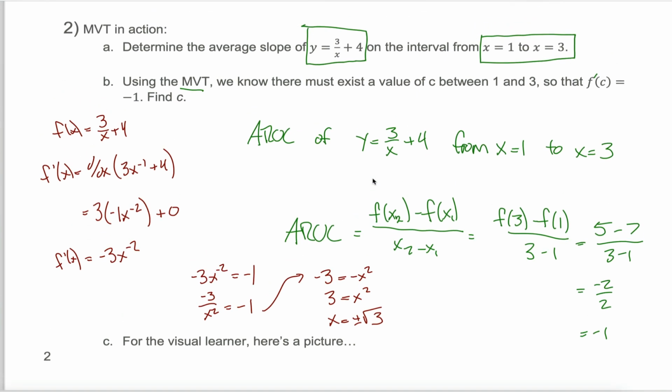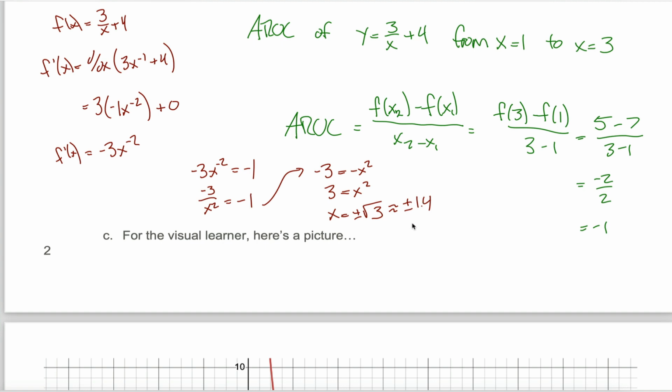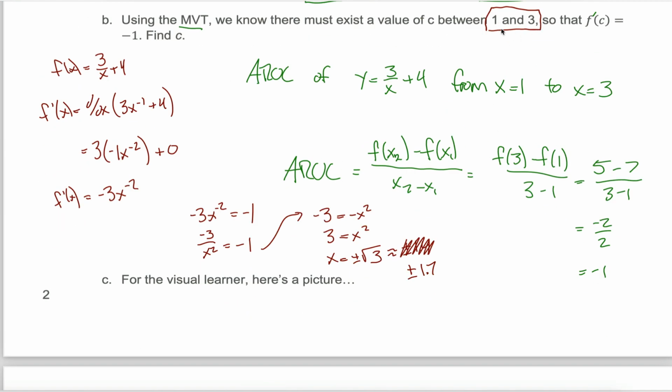What the mean value theorem tells me is one of these solutions has to be between 1 and 3. The square root of 3 is roughly 1.4. Wait, no, that's not true. It's not 1.4. It's like 1.7 or so. But whatever, it really doesn't matter. Whether we call it 1.4 or close to 1.7, either way, it's in between 1 and 3, which is the claim that the mean value theorem makes.